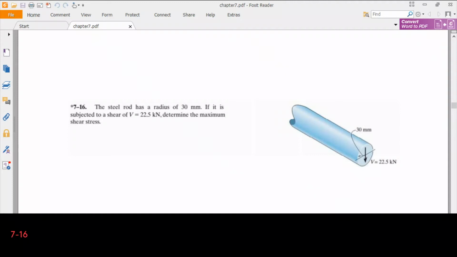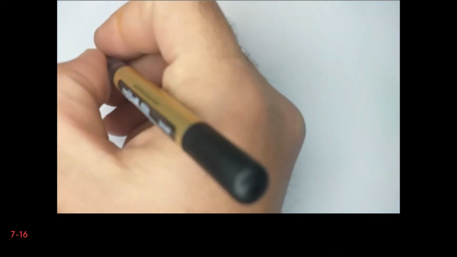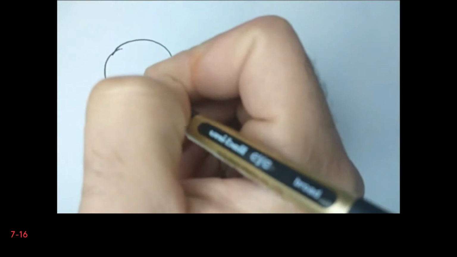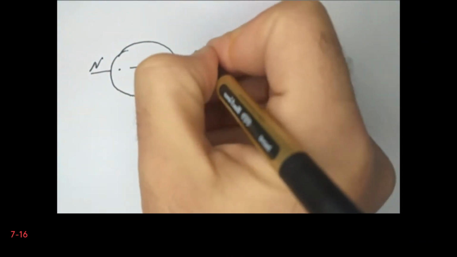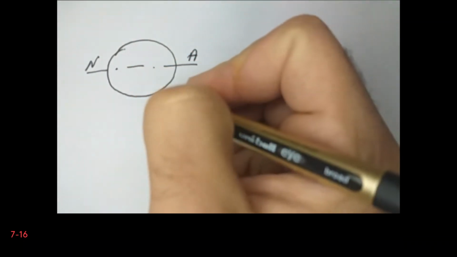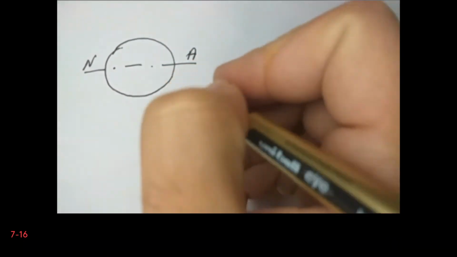Okay, so the question is simple and straightforward, in fact. Obviously we have a symmetric cross section, and the neutral axis is the axis of the shaft. In fact, we are asked for the maximum shear stress. So let me remind you the shear stress formula.